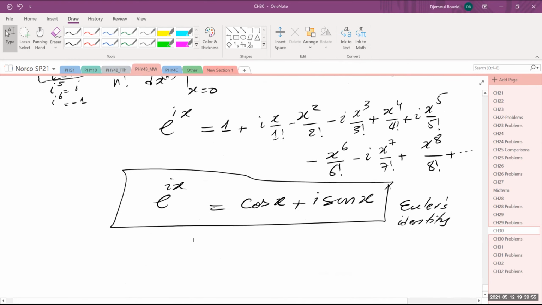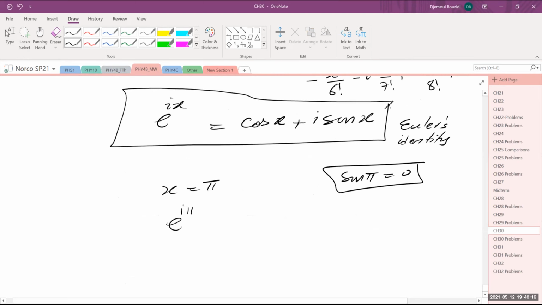Okay. And now you have an exponential of i pi is equal to cosine of pi, which is -1. What do you expect more than this expression in the world? This is the most famous expression in the universe.